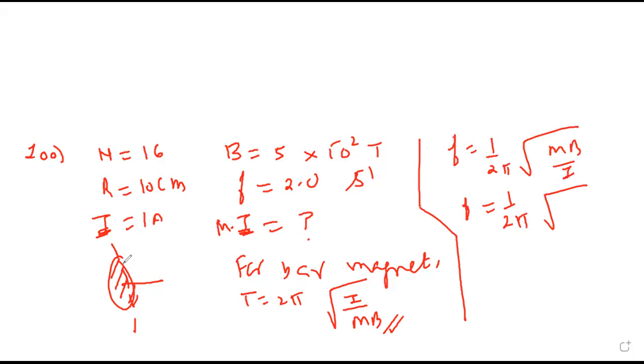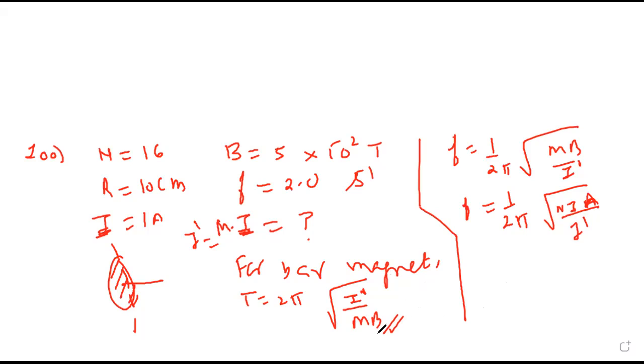What is M for coil? NIA. ये I का मतलब moment of inertia है. I dash लिख देता हूँ. I dash. NIA upon I dash. Hello? Hello? Yes. This formula we are going to get in chapter called oscillation. Oscillation frequency of vibrating bar magnet.